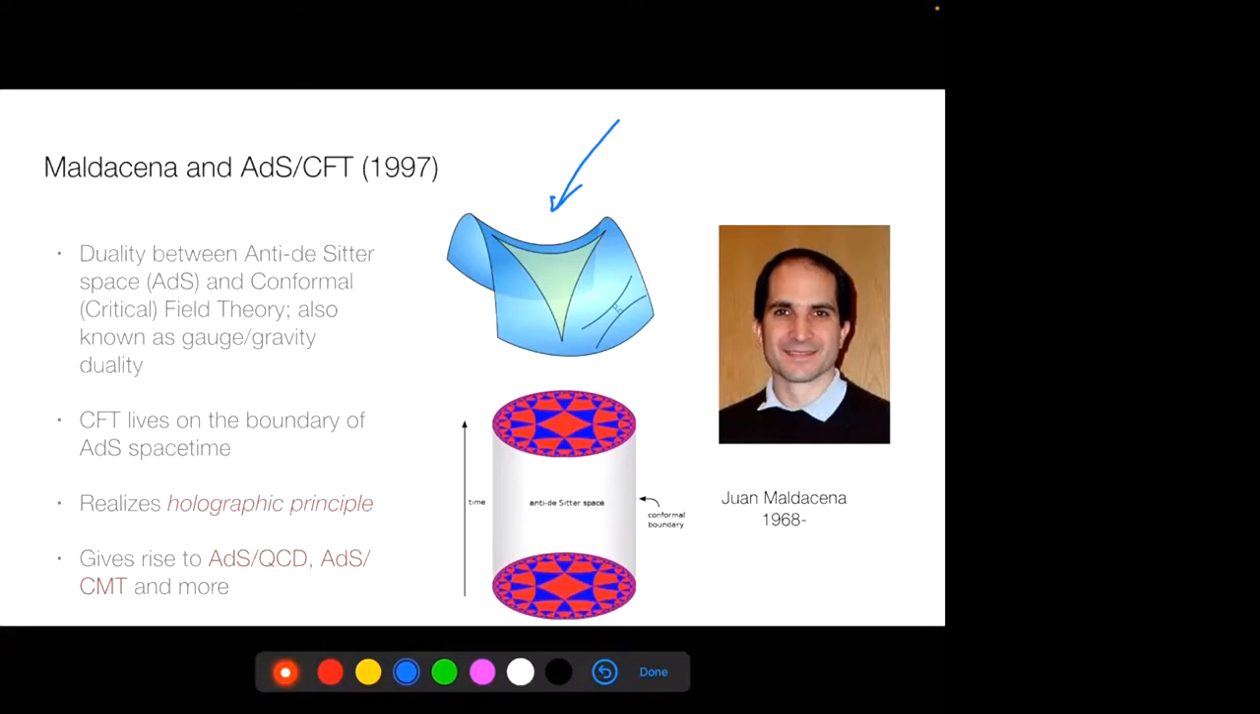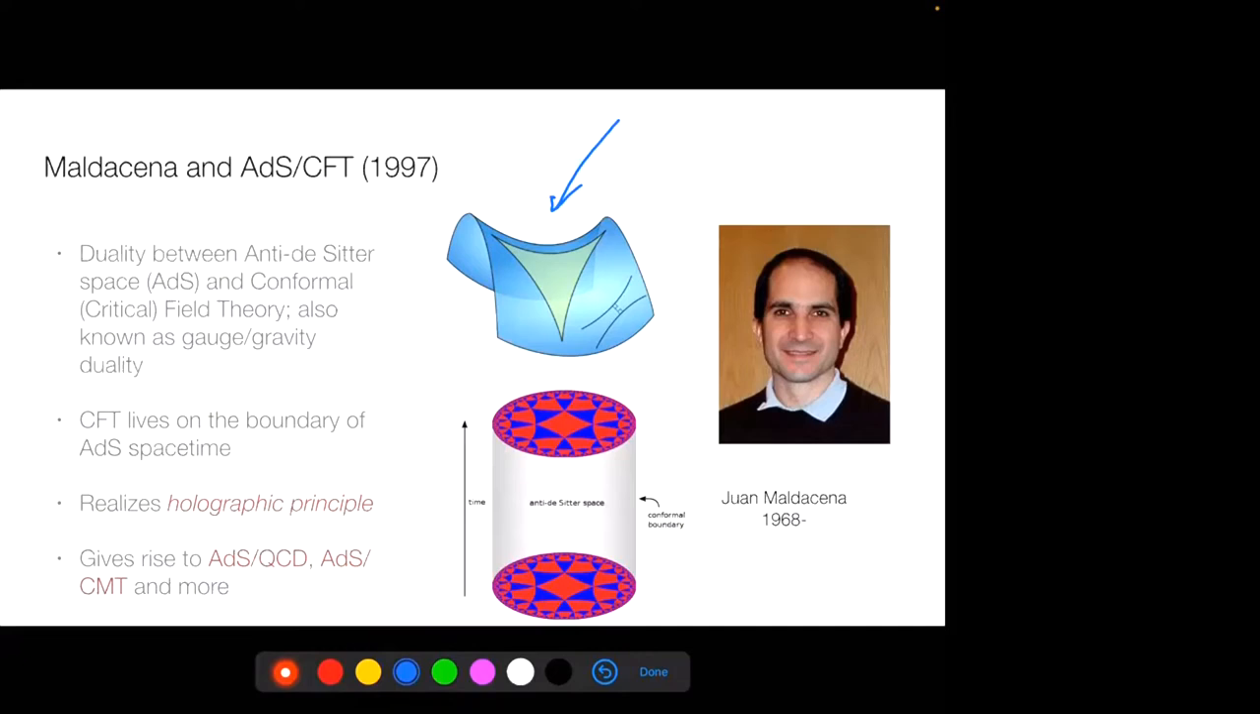It'll be a field theory at its critical point. And so this critical field theory lives on the boundary, out here on the outer cylinder of this curved space-time. And this is a realization of what 't Hooft, another Nobel laureate, called the holographic principle, which says that the nature of a quantum system is determined by the physics on its boundary. Think about black holes, and maybe you'll see where we're headed with this.